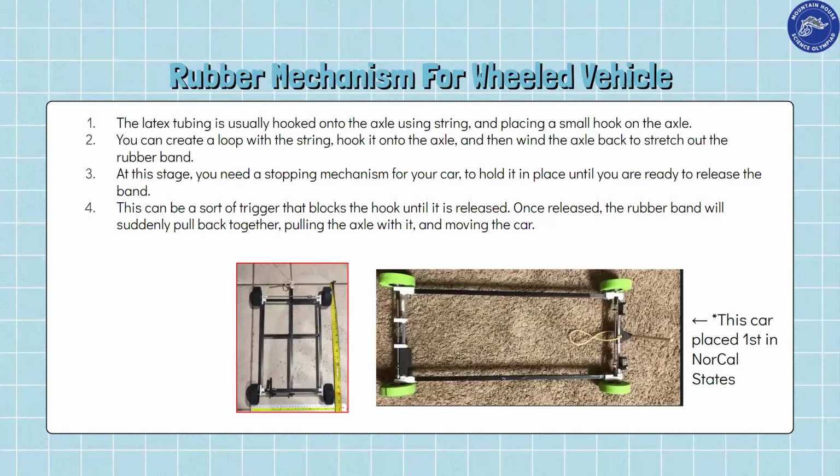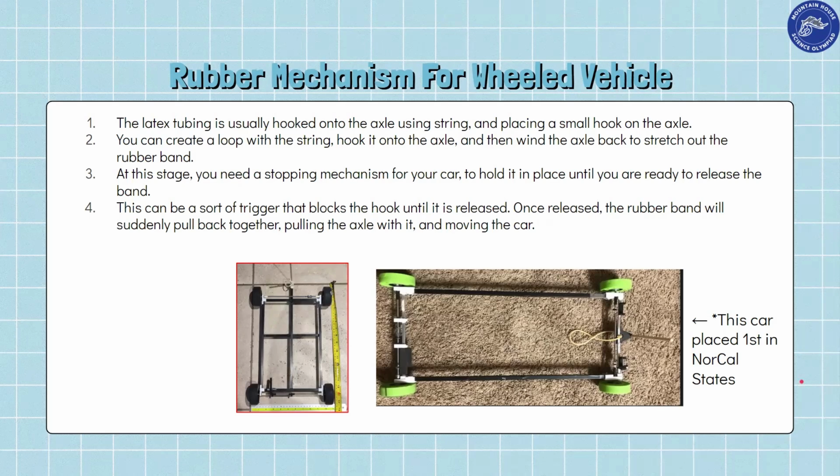The rubber mechanism for the wheeled vehicle. The latex tubing is usually hooked onto an axle using string and placing a small hook on the axle. You create a loop with the string, hook it onto the axle, and then wind the axle back to stretch out the rubber band. At this stage, you need a stopping mechanism for your car to hold it in place until you're ready to release the band. This can be a sort of trigger that blocks the hook until it is released. Once released, the rubber band will suddenly pull back together, pulling the axle with it and then moving the car.